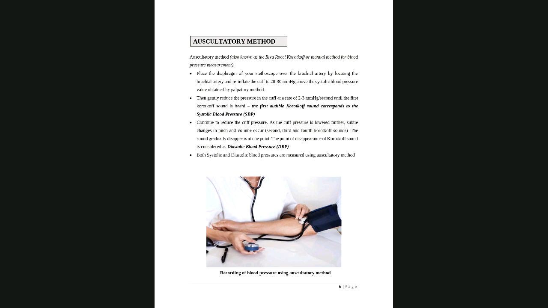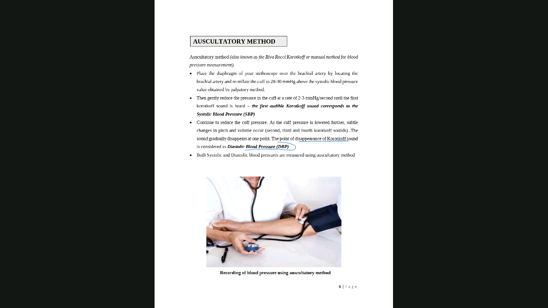That point will be taken as the systolic blood pressure. You will hear a series of sounds, and then the sound disappears. The point of disappearance of the Korotkov sound is taken as the diastolic blood pressure. This is important. If you want to get the diastolic blood pressure, you have to use the auscultatory method. The systolic blood pressure is the start of the sound, and the diastolic blood pressure is the ending or disappearance of the sound. So in this method, we are able to record both systolic and diastolic pressure.